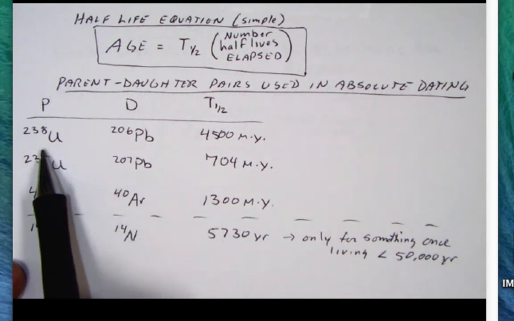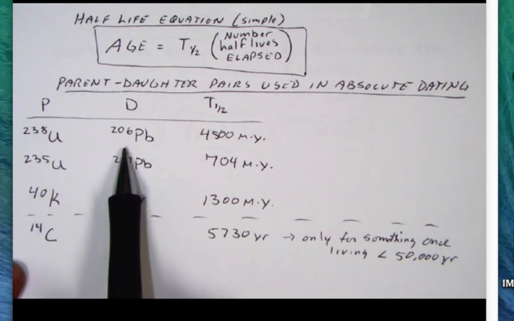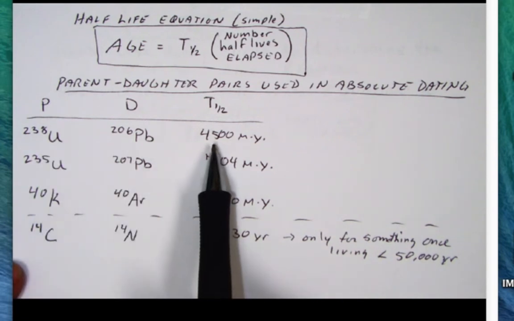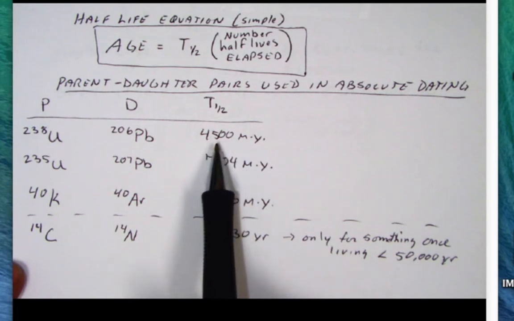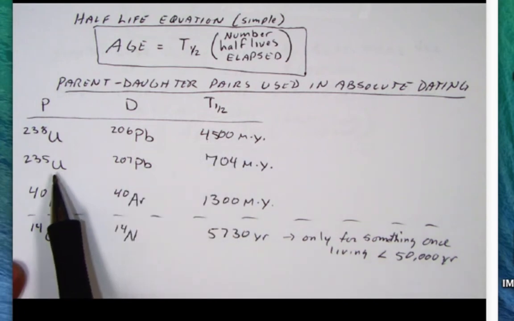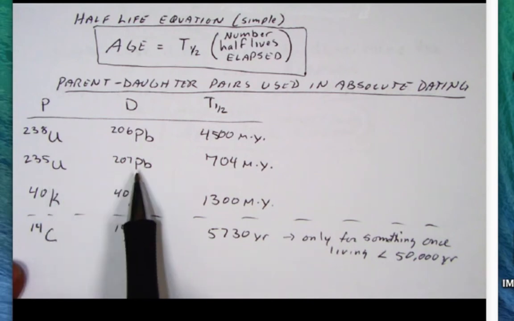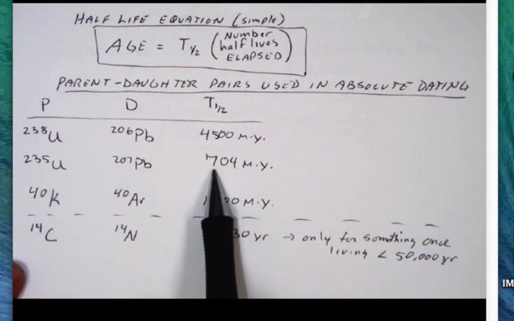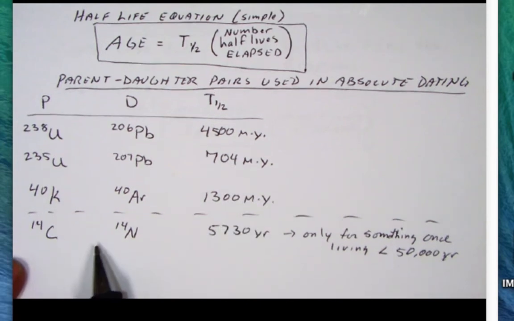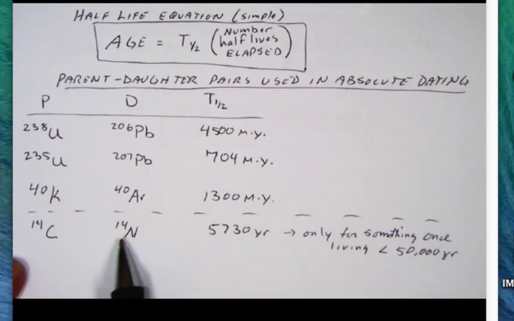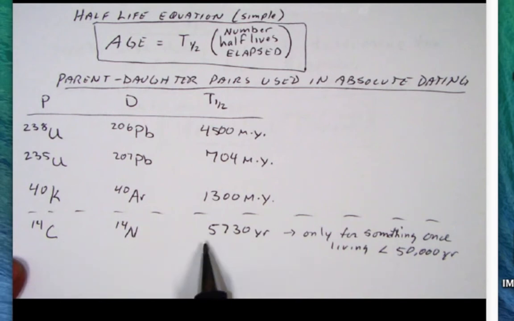So note that uranium-238 decays to lead-206, and the half-life for this sample is about 4,500 million years, almost the age of Earth, 4.5 billion. Then for uranium-235 to lead-207, the half-life is 704 million years. And there's also carbon. I'll let you read about carbon in your book because your book does a good explanation of it. But the half-life of carbon is 5730 years.